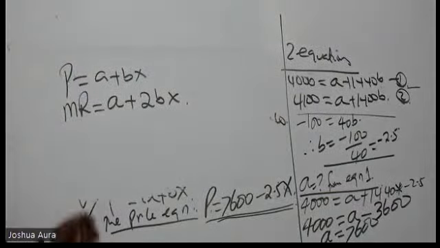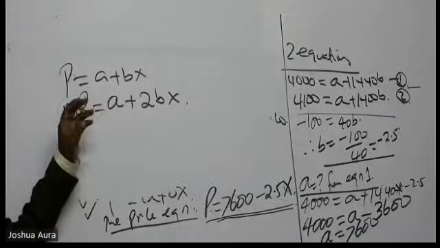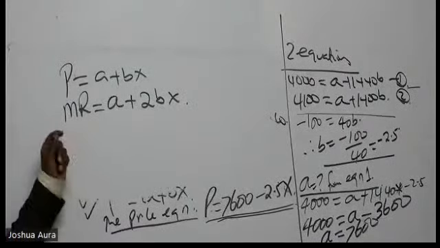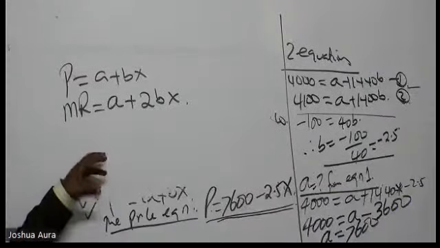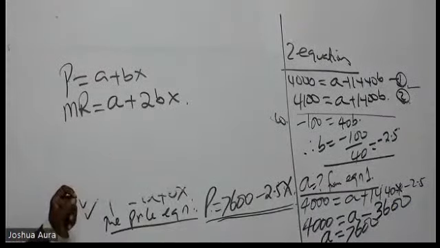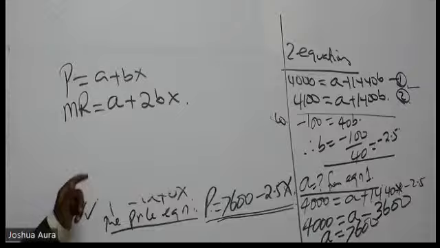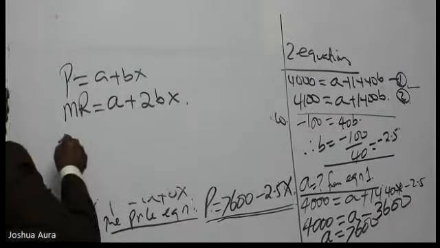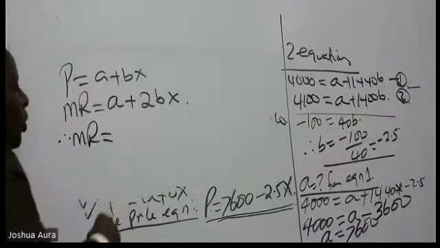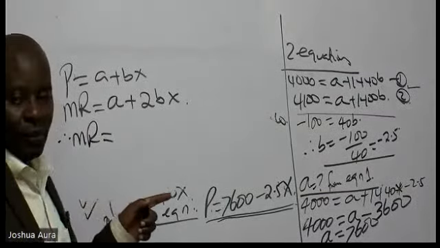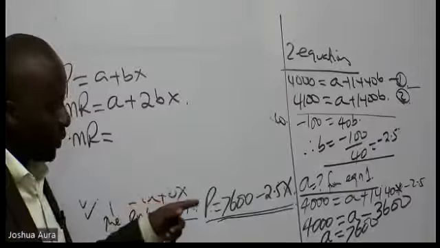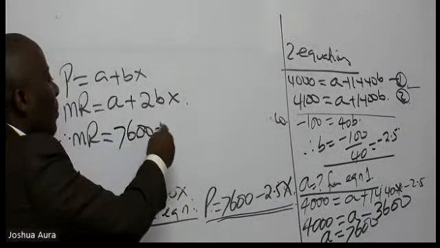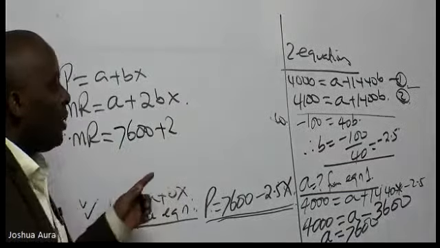In my class, I must have told you that if price is A plus BX, then always for marginal revenue, you can take this shortcut where you say marginal revenue is A plus 2BX, like that. Now listen, in this question, do we know what our A is? 7,600, isn't it? Plus 2, do we know the value of B?